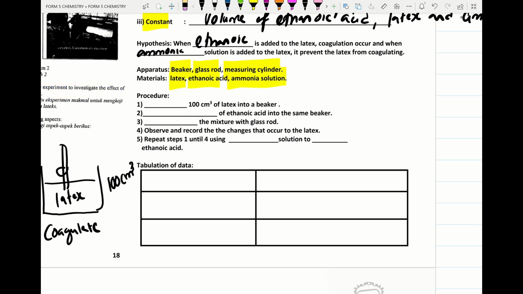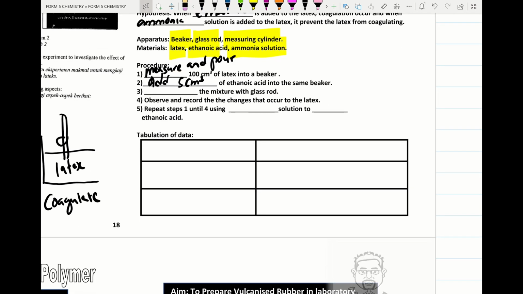So the first procedure will be we try to measure and pour. All right, the first point, measure and pour 100 cm³ of latex into a beaker, and 5 cm³ of ethanoic acid into the same beaker. The mixture needs to be stirred, so we stir the mixture by using a glass rod. Observe and record the changes that occur to the latex. Repeat step 1 until step 4 using ammonia solution to replace ethanoic acid.